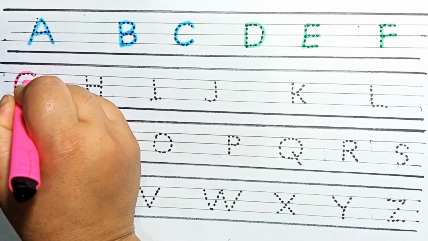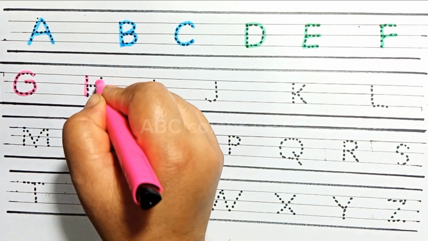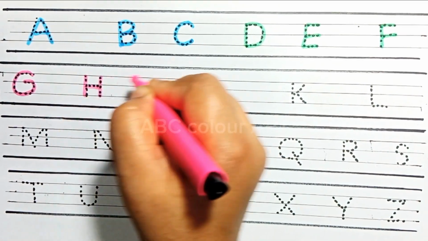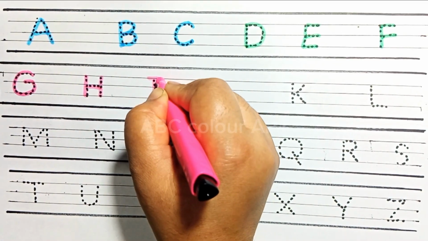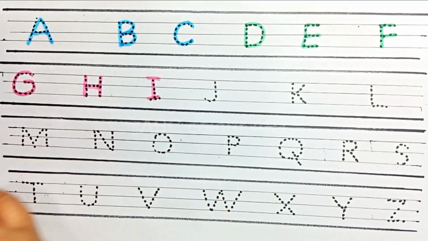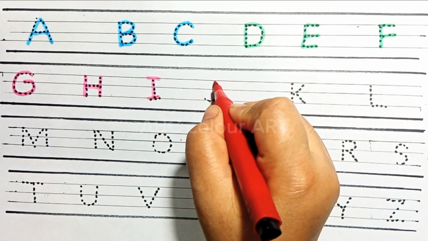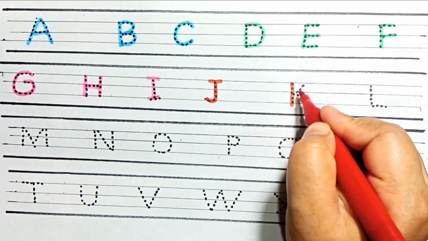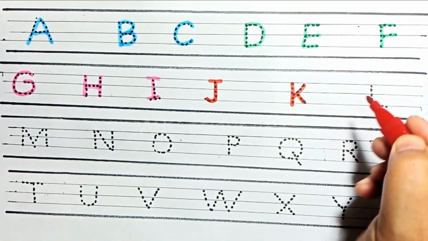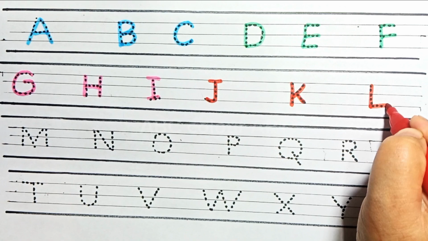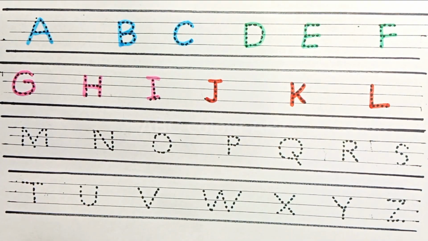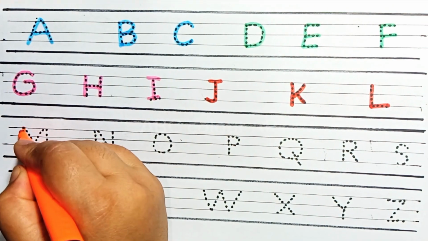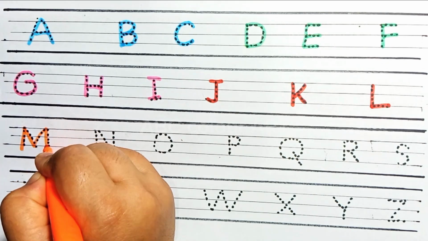G for grapes. H for hen. I for ice cream. J for joker. K for kangaroo. L for lemon. M for mango.